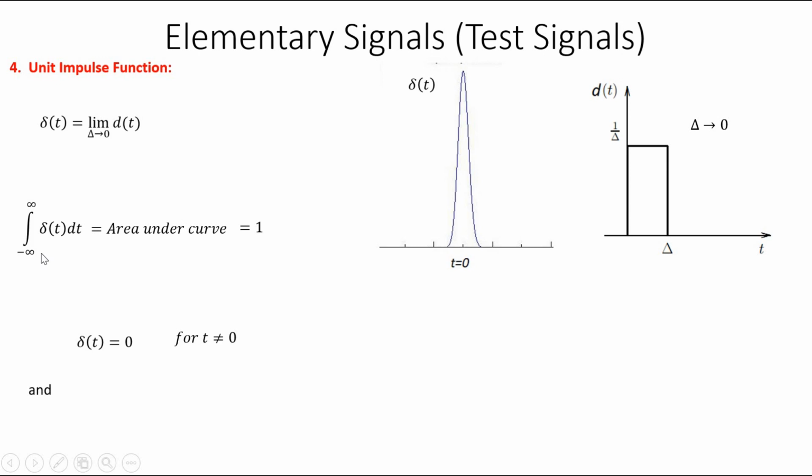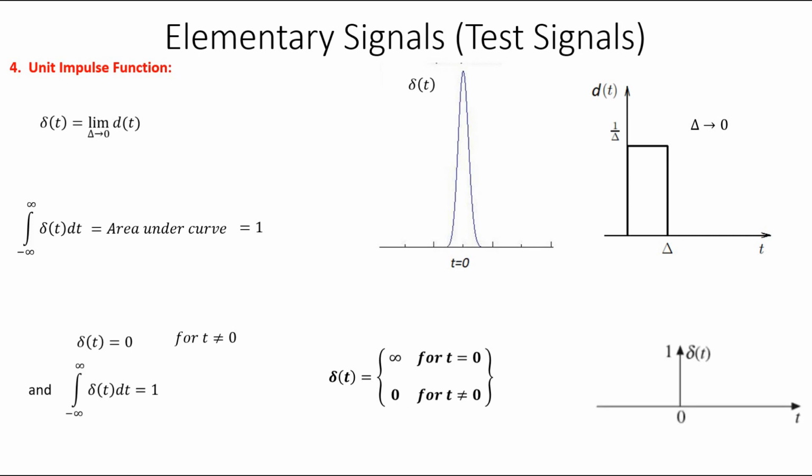And the integral from minus infinity to infinity of delta of t dt is 1. So by this we can define the impulse function. Another definition is this one: delta of t is infinity for t equal to 0. At this point it is infinity, and for all other values of t the value is 0.